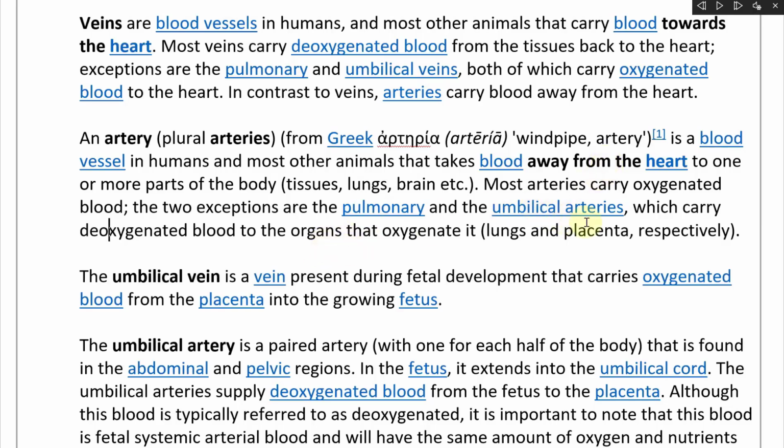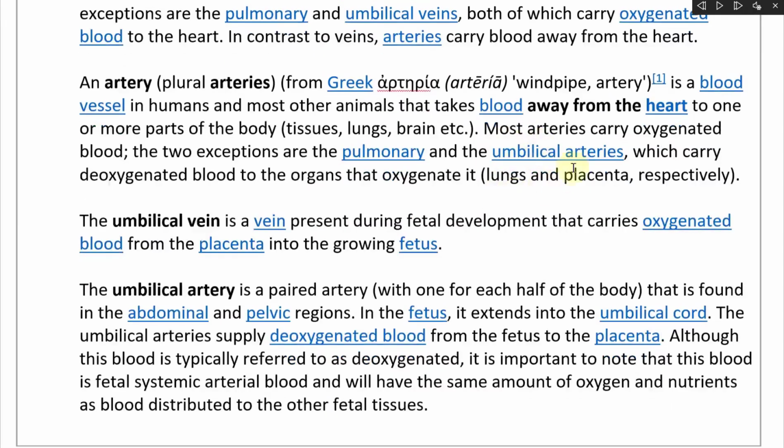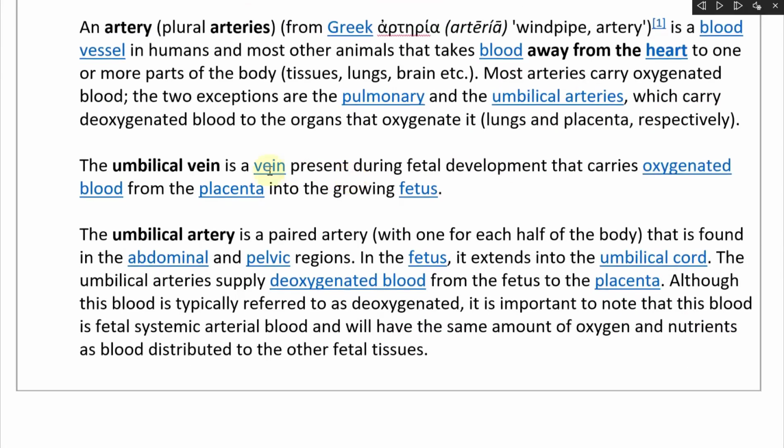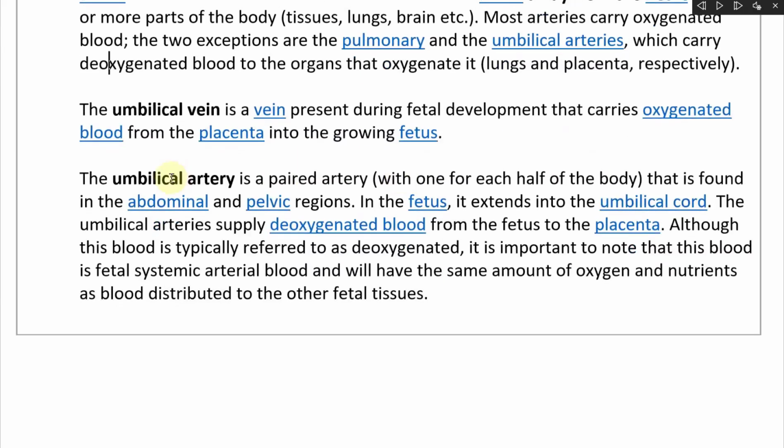As well as if you're sending it to the placenta. We'll get to that. It's a placenta, otherwise via the umbilical arteries, or that's what those ones are called. So anyways, the umbilical vein is a vein present during fetal development that carries oxygenated blood from the placenta into the growing fetus. The growing fetus, and eventually we'll have a heart.